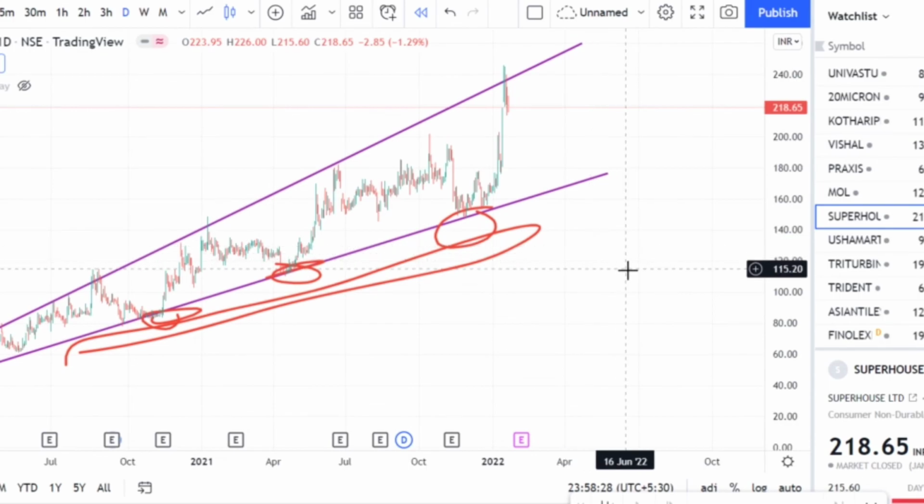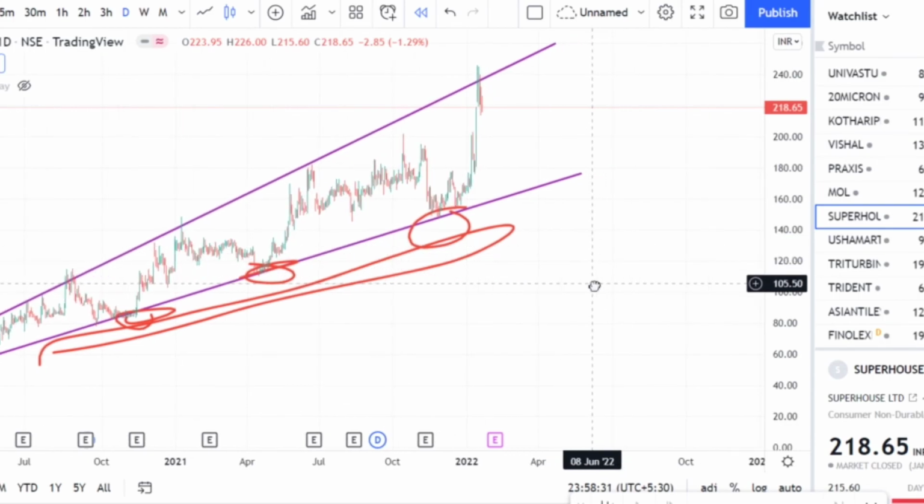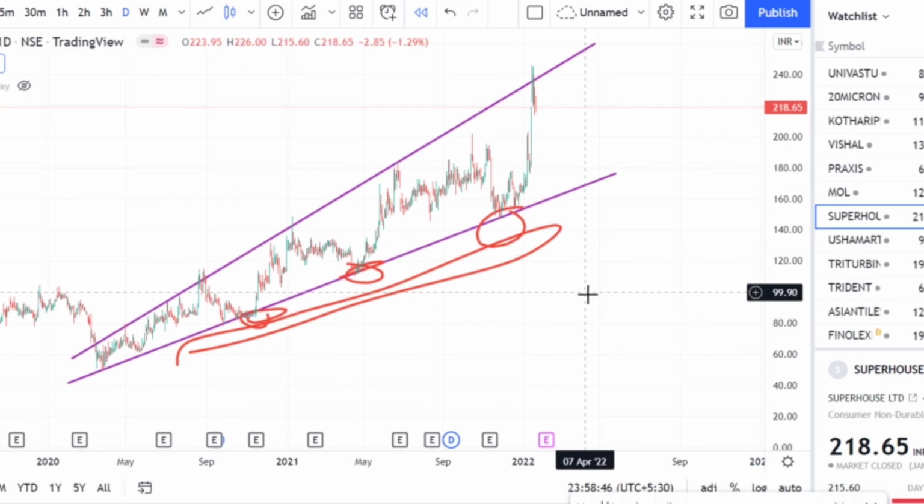So guys, that's a very good pattern. Both of the patterns, the triangle and the expansion channel, are very good if you work logically and enter the trade after a breakout. You can have a good number of profits, guys.